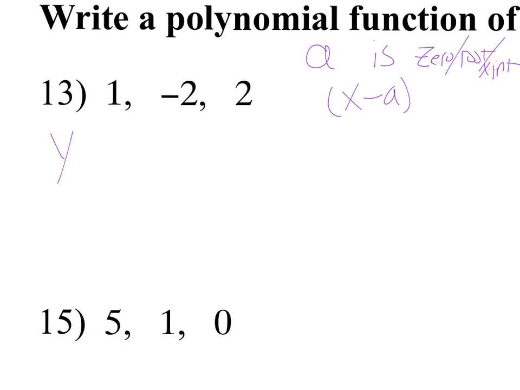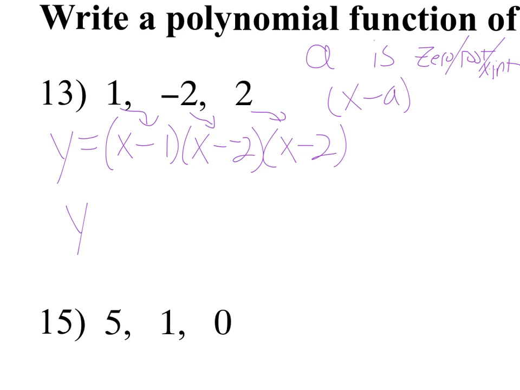So to write a polynomial, what I'm going to do is take each of these and go, instead of 1, x minus 1, instead of negative 2, x minus negative 2, and instead of 2, x minus 2. If you wanted to rewrite this, you could as x minus 1, x plus 2, and x minus 2. You could multiply this out, but we're not going to ask you to do that, just for the sake of time.